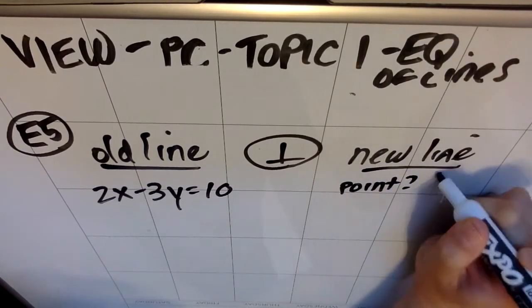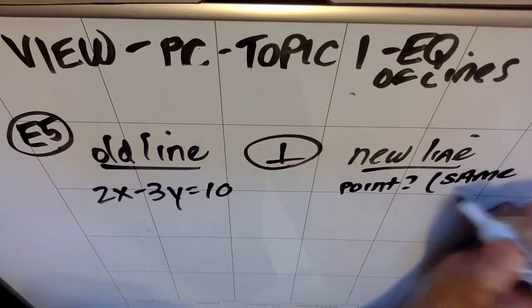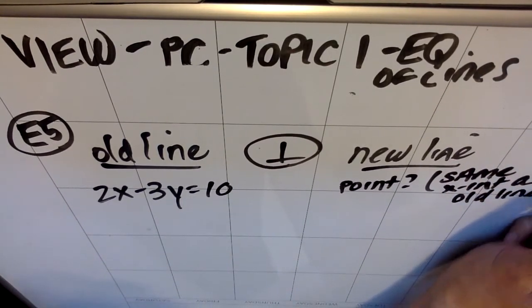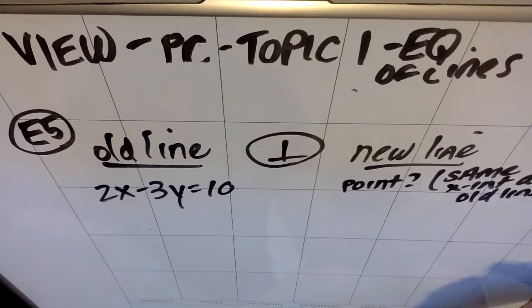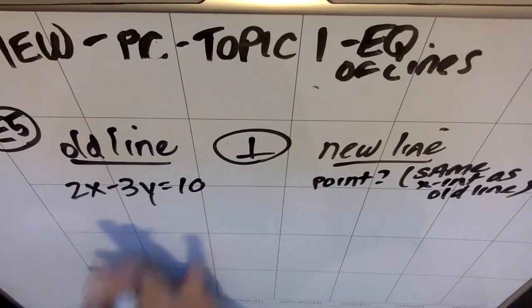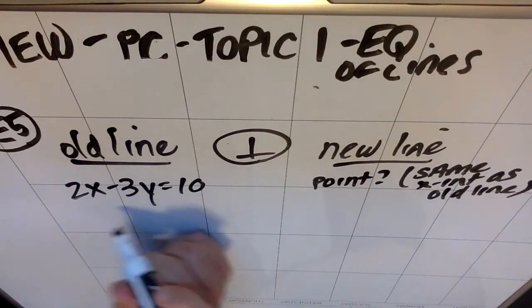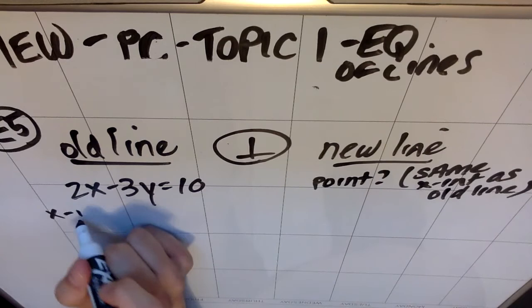What we know is that it's the same x-intercept as the old line. They say that they intersect at the x-intercept. So now I actually need to do two things with this old line. I need to find its slope, and I need to find its x-intercept, because that's going to be my mystery point. So I'm going to go ahead and find the x-intercept first.